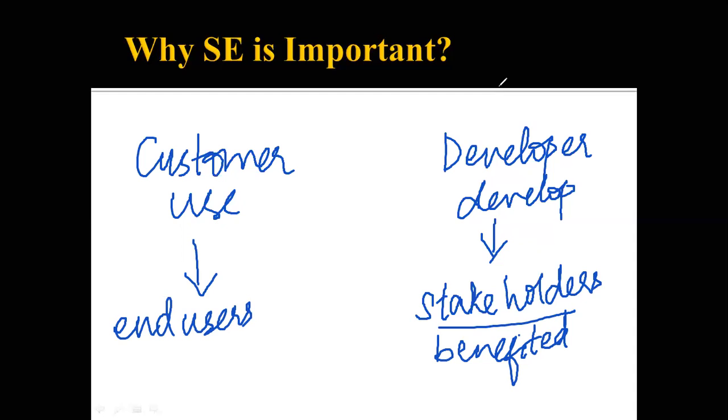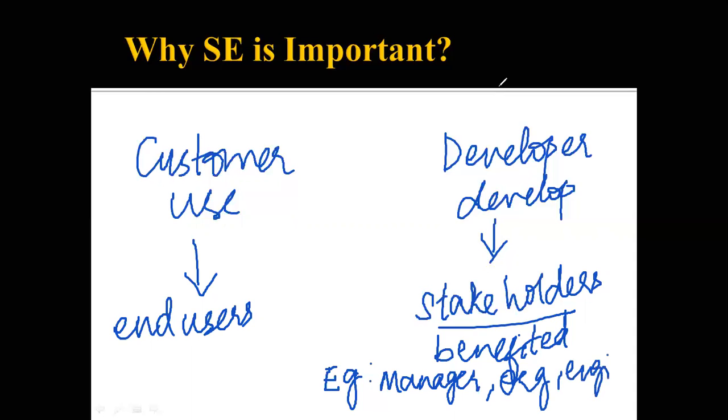Now, let me also give you a few examples of stakeholders. Stakeholders can be a manager, a particular organization, a particular software, or a particular engineer. So these are examples of stakeholders. For the term developers, we'll be using stakeholders. For customers, we'll be using the term end users. These are the two things we need to remember.